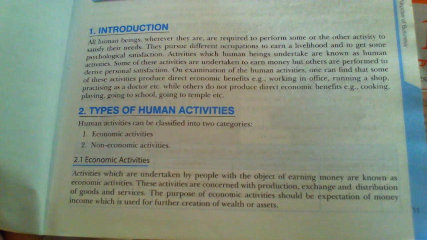Next, types of human activities. Human activities can be classified into two categories: economic activities and non-economic activities. Economic activities. Activities which are undertaken by people with the object of earning money are known as economic activities. These activities are concerned with production, exchange, and distribution of goods and services. The purpose of economic activity should be expectation of money income, which is used for further creation of wealth or assets.